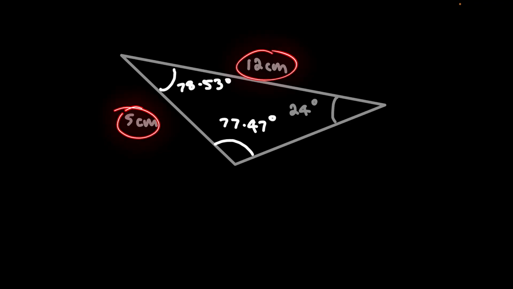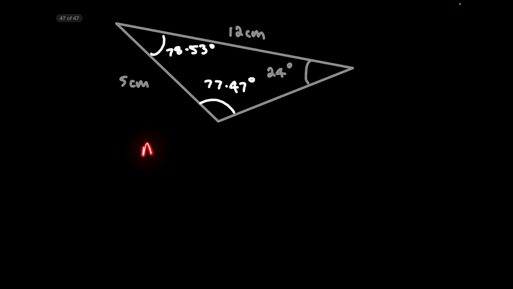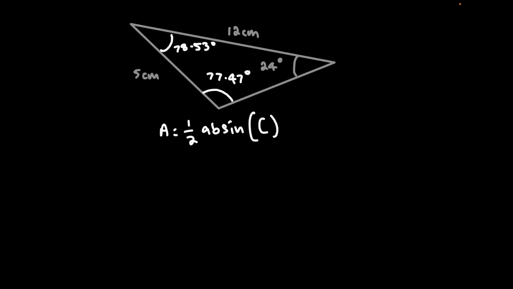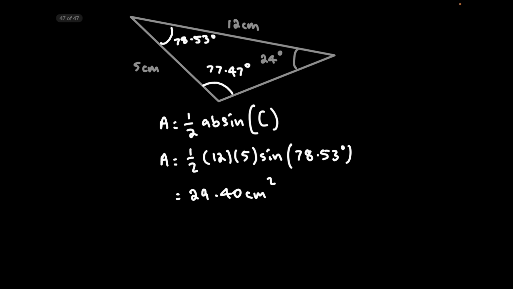We have two sides and the angle in between them. So let us now work out the area using this formula. The area equals half ab times the sine of the angle C, which is in between the two sides. So if we substitute the numbers, we get area equals half times 12 times 5 times the sine of 78.53 degrees. And this is simply equal, if we type it into your ClassPad or calculator, to 29.40 centimeters squared. And that is how you work out the area of a non-right angle triangle.